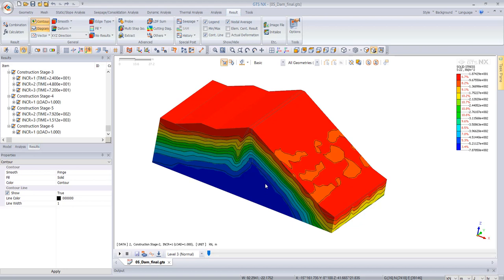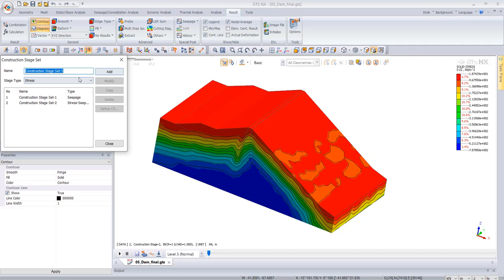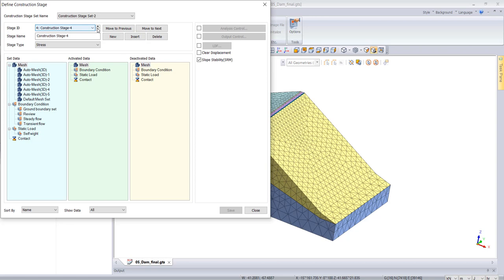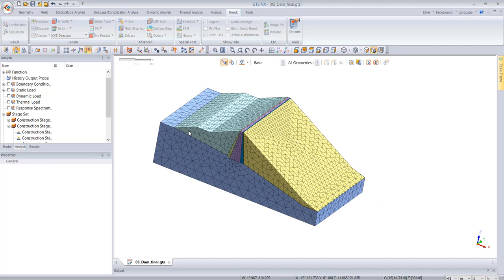We can even do something related to construction stages if we come here, edit, and we start to make in the stress one, we can check slope stability and we say save, and we even can check slope stability in H1, and every time the water changes we can start to see the factor of safety.